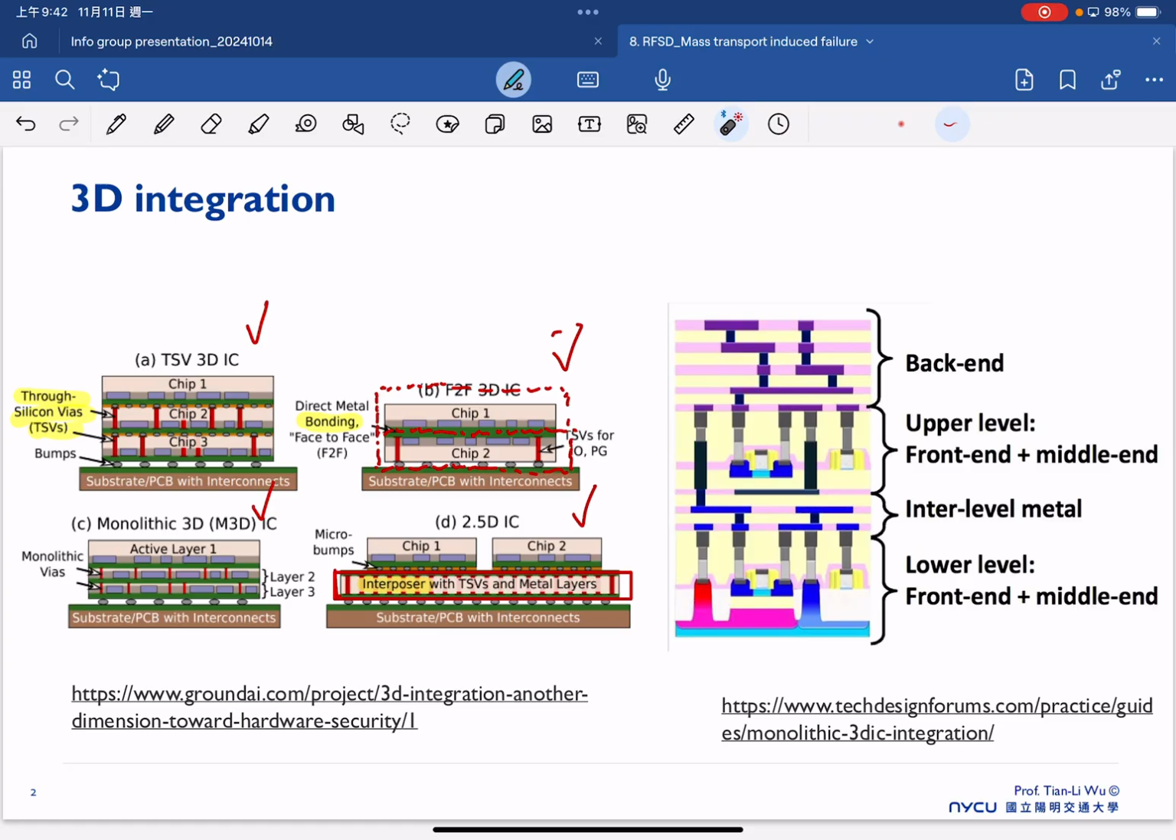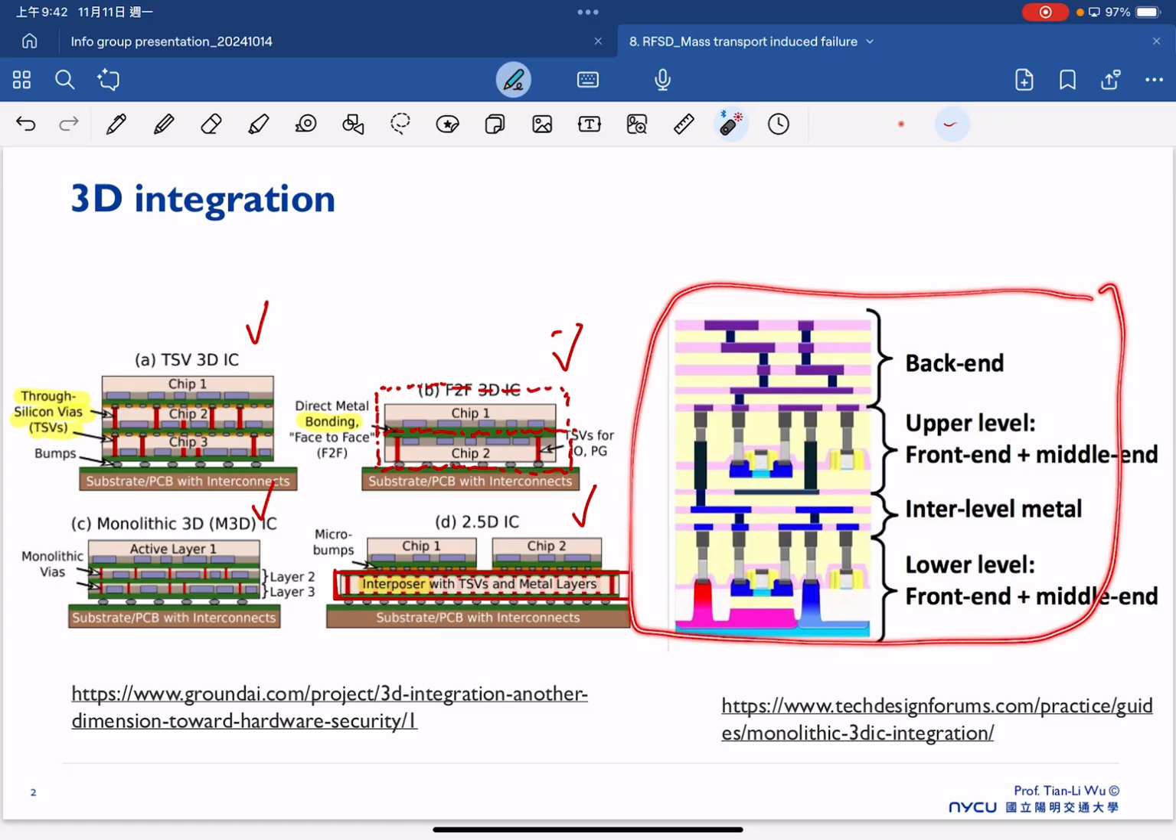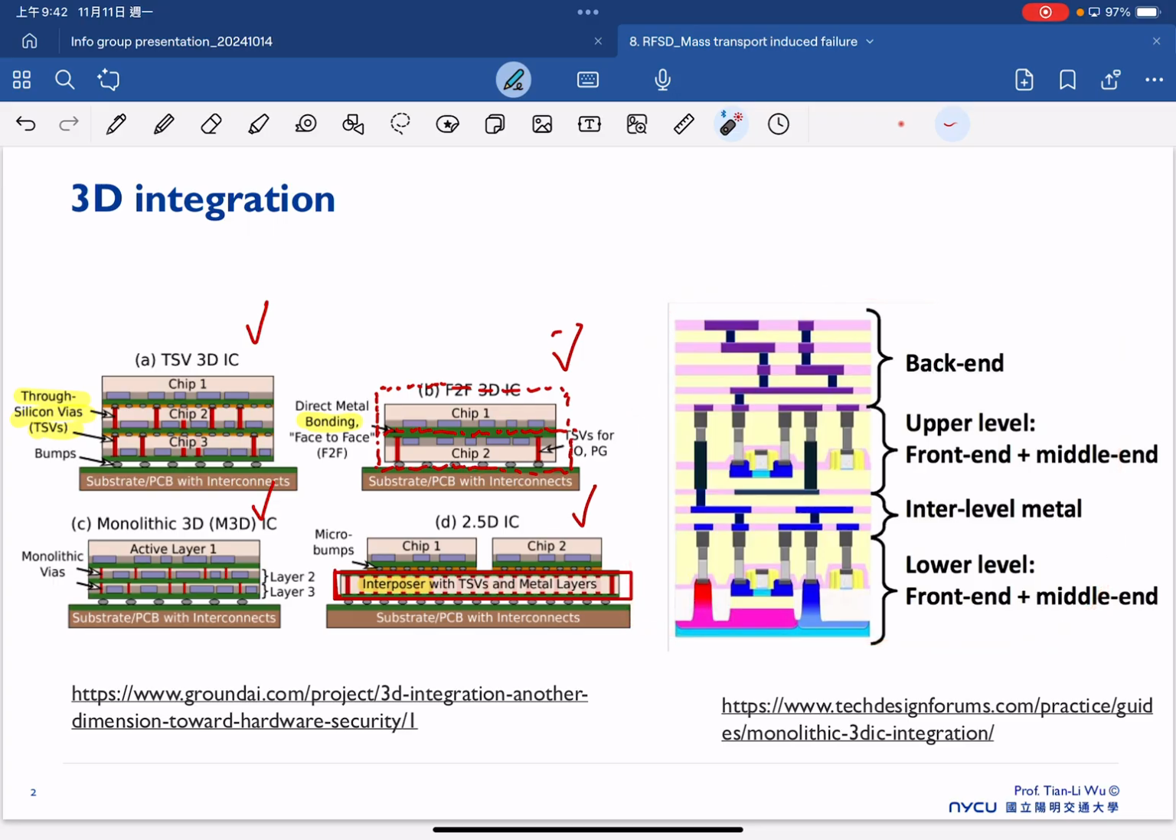If you look at another schematic, this is the schematic for the monolithic 3D IC integration. Basically we can divide our technology into different modules. In this case we call this the front end, which is mainly related to our transistor. This is our transistor, and in this transistor we have the gate, the source, and the drain.